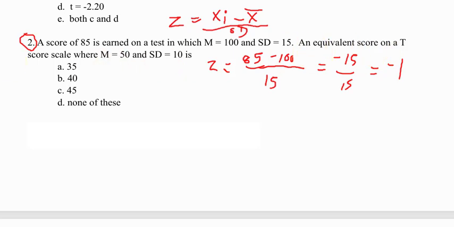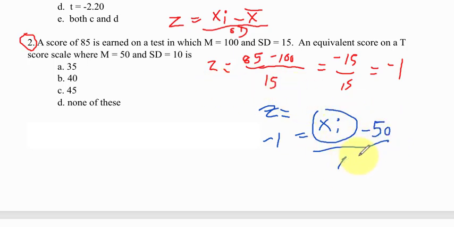So for the second test, I will change colors. Second test, we're going to calculate the z-score, and we're going to use the same formula. So we know what the z-score is. It's negative 1. So I'm going to substitute this z for negative 1 equals x sub i, that's what we're going to solve for, minus the mean, which is 50 in this problem, divided by the standard deviation.